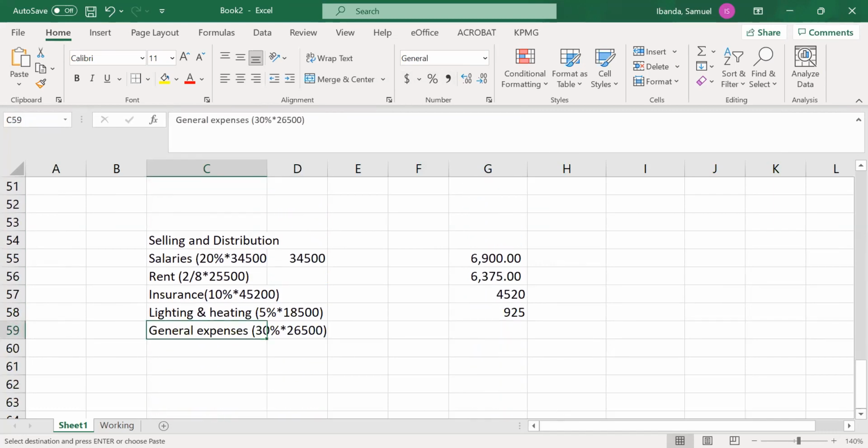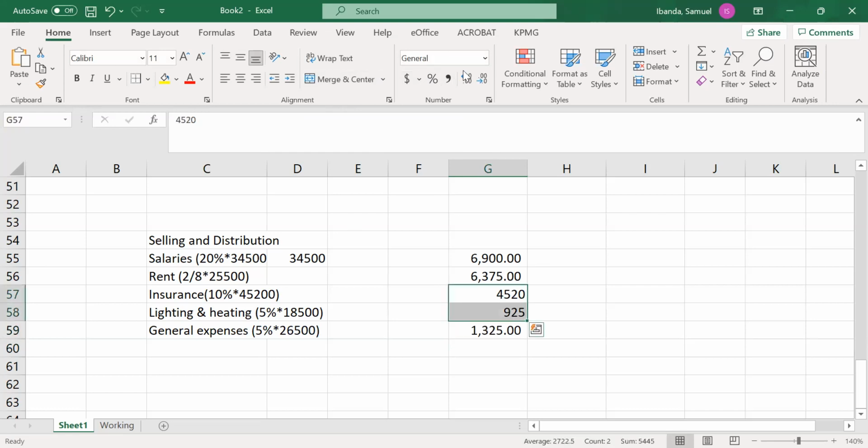The percentage on this one for general expenses and administration was 30. No, sorry. Administration was 30, then here it is 5. So here it is 5. So just change the 5. Get this value here. 1,325. Okay. That is what we basically have.